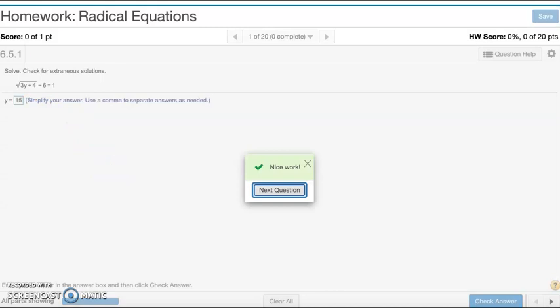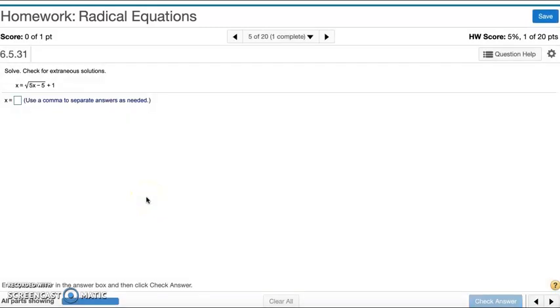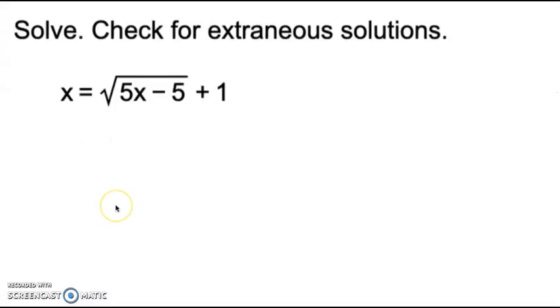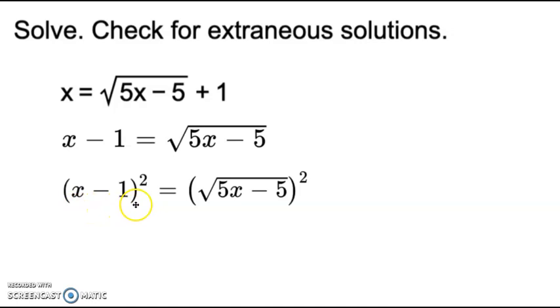And that's number 1. Going to number 5, it wants you to solve. In this one we are going to have to check for extraneous solutions. So let's do that. So the first thing we're going to do is subtract 1 to the other side. So we have x minus 1 equals the square root of 5x minus 5. Now to get this x out of the square root, we're going to square both sides of the equation.